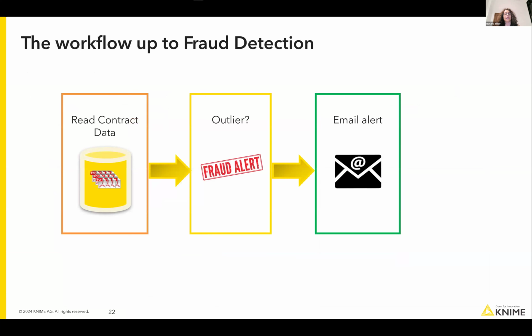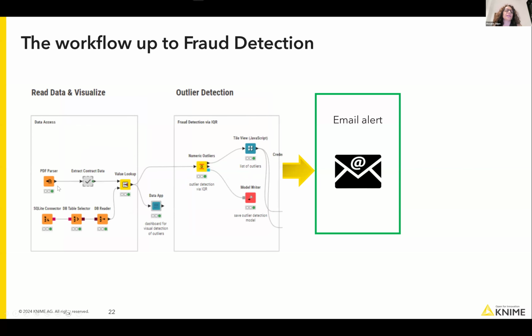So let's see. At this point, we said that we were supposed to read the contract data, find the outliers, and then for the outliers, send an email to the corresponding customers. So for the first two parts, we have this little workflow here. The contracts are in PDF files, so we use the PDF parser node. Then we extract the data from the PDF files. Then we retrieve the customer that is associated with this contract from our customer database. We put all the information together.